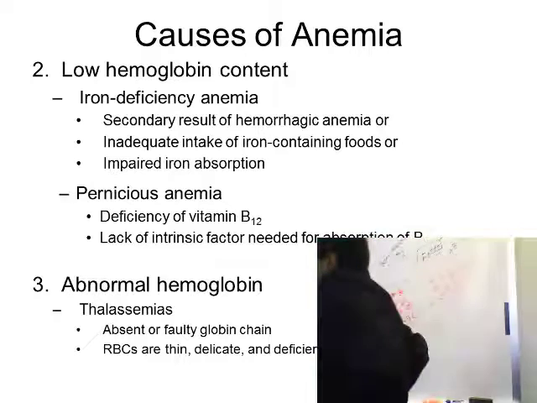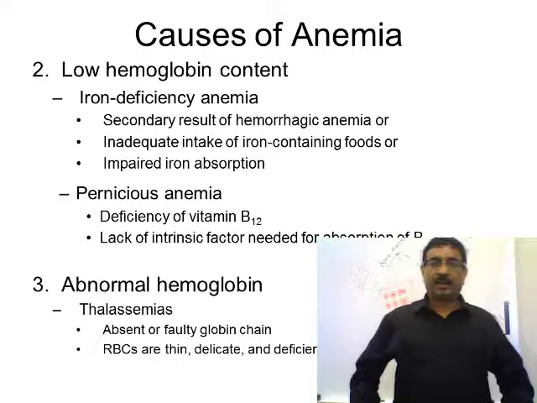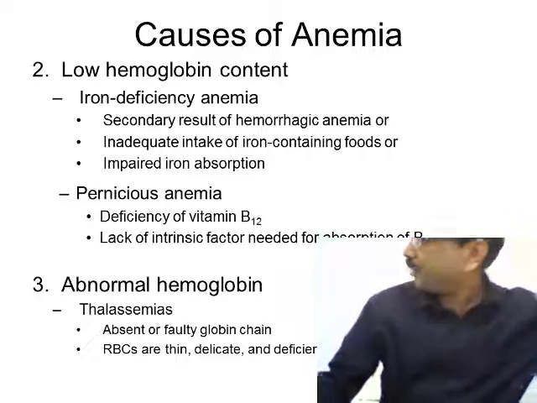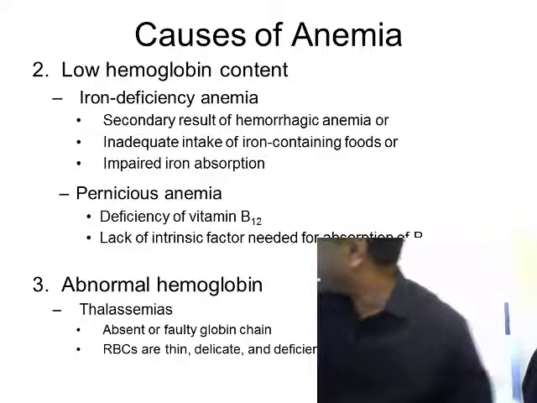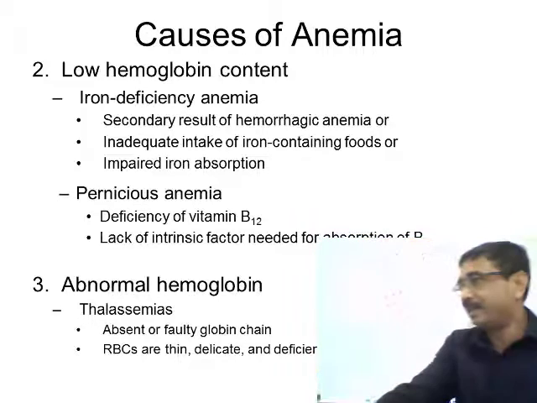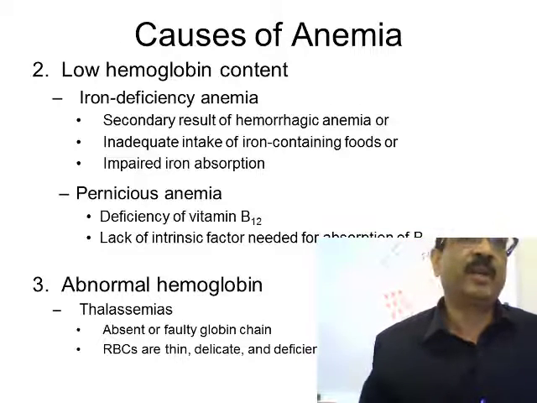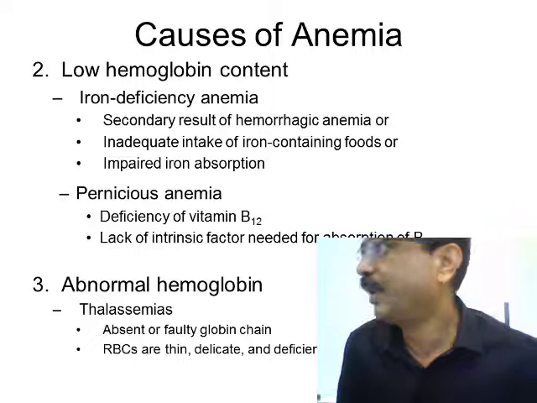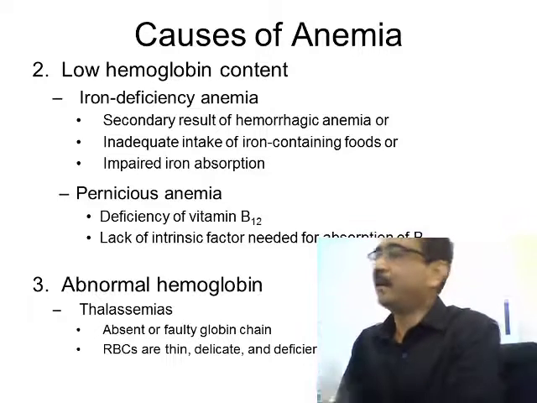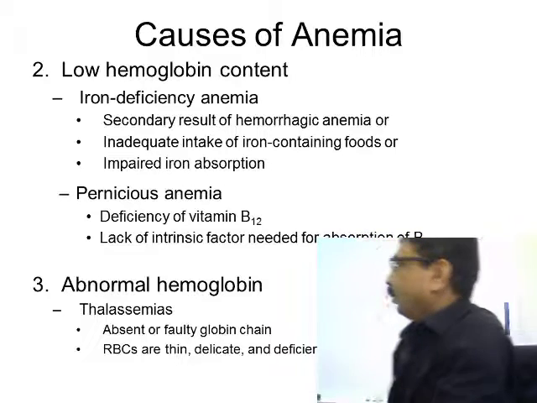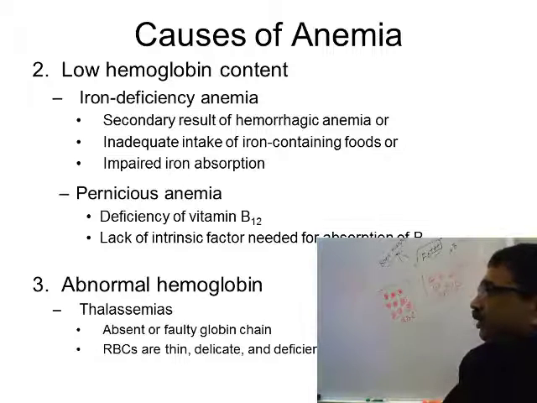So two types of low hemoglobin content anemia we see. One is iron deficiency anemia. We know that iron is a component of heme. So if you have iron deficiency, then that will not produce enough hemoglobin, the heme part of hemoglobin.